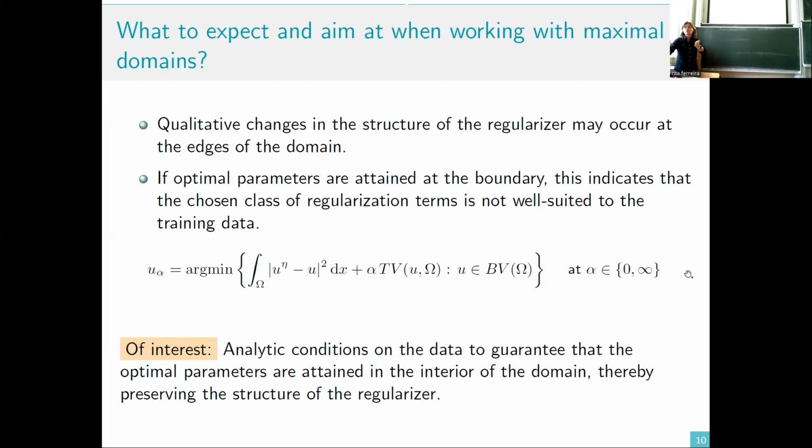But then the question is, do we have conditions that will tell us in advance whether this is going to be a good class of regularizers? That means you stay in the family, or should I look to another family, because for these images these are not good, so let me look for others. These are the questions that we wish to address and that I'm going to address.